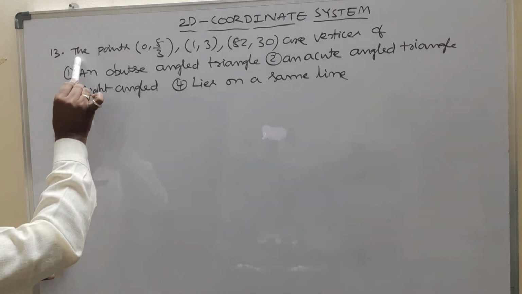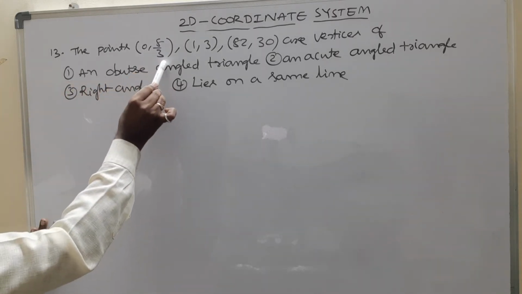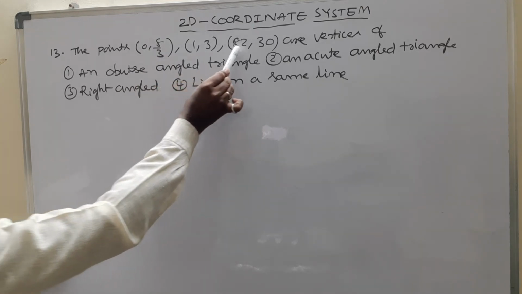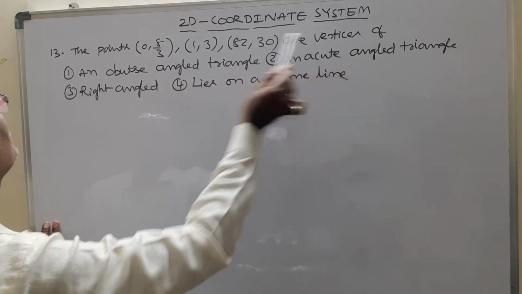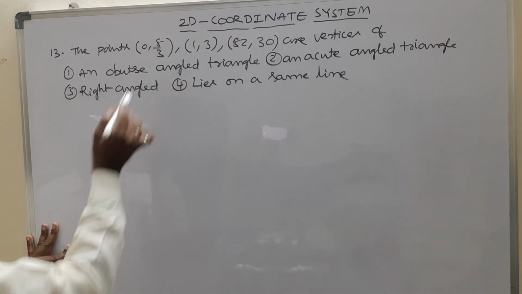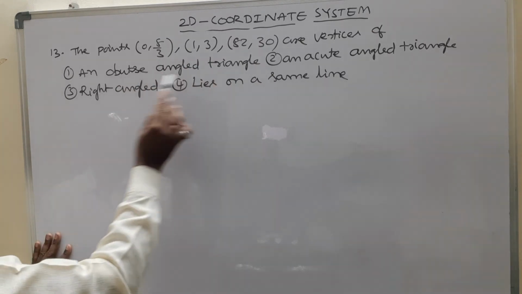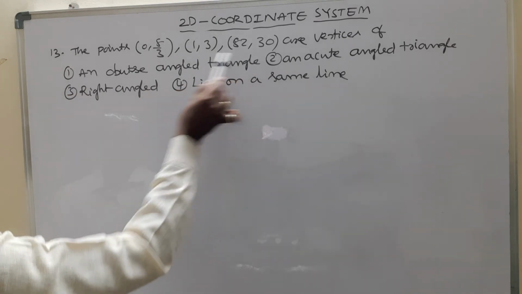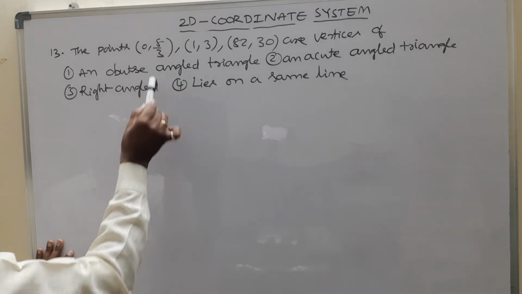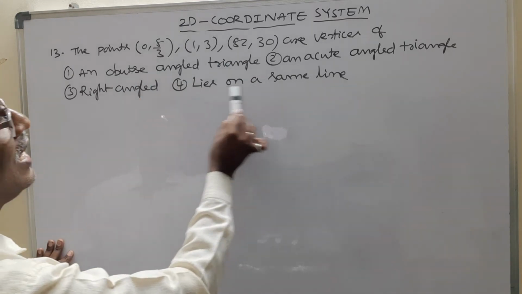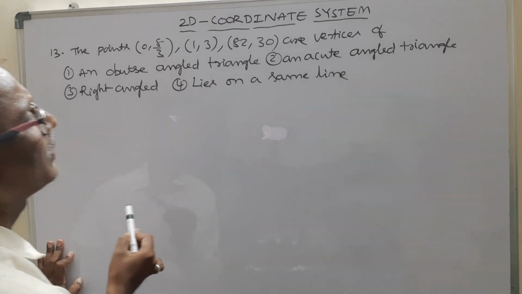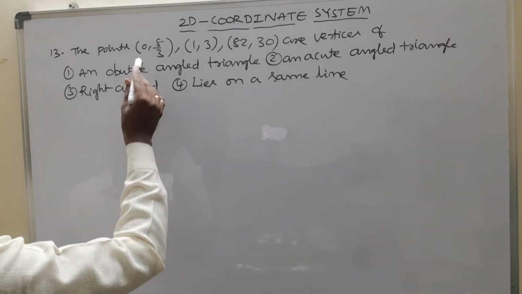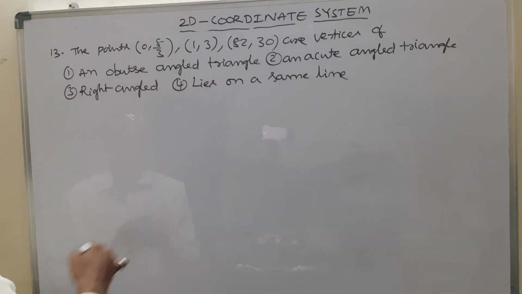Question number 13. The points 0, 8 by 3, 1, 3, 82, 30 are vertices of. Here 3 vertices are given and 4 options are given. Option 1, option 2, option 3 are triangle properties. Fourth option is lies on a same line, this is collinear. First verify whether these points are collinear or not. Lies on a same line means collinear.